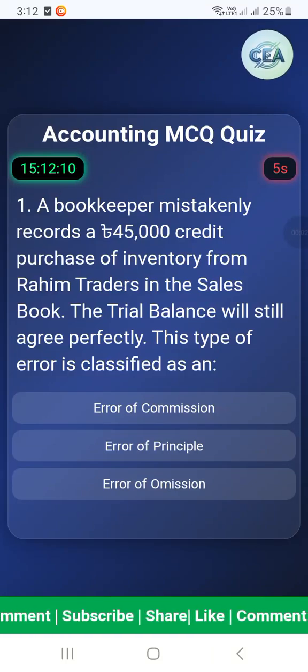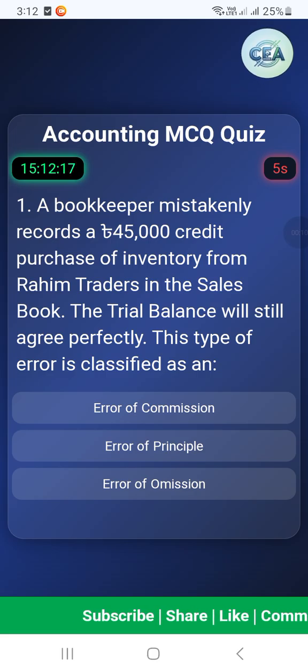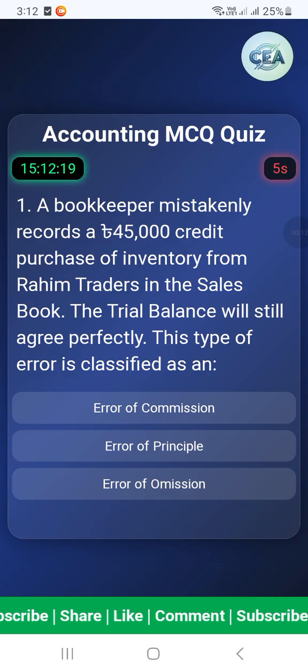1. A bookkeeper mistakenly records a 45,000 takas credit purchase of inventory from Rahim Traders in the sales book. The trial balance will still agree perfectly.